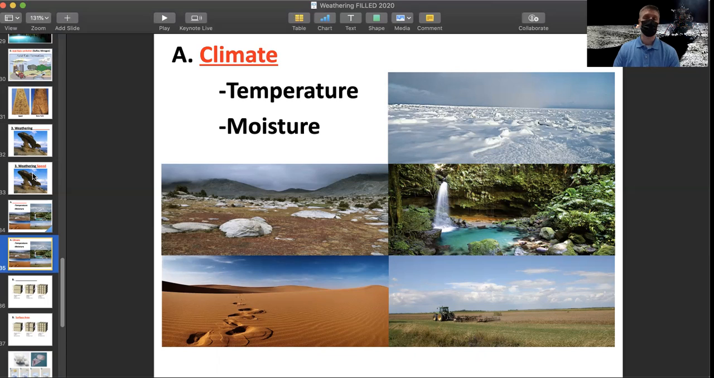So, areas where it's really hot all the time, you're not going to have a lot. Areas where it's cold all the time, not as much. Areas where it's hot and cold, kind of like here where we're at, times of the year it's above freezing, times it's below. That definitely adds to the amount of weathering that takes place.